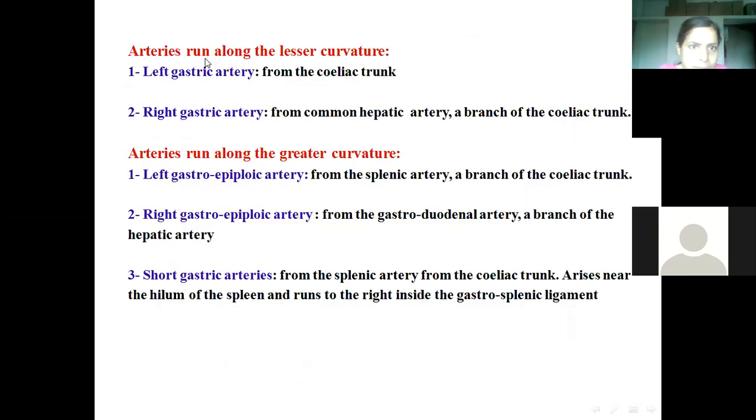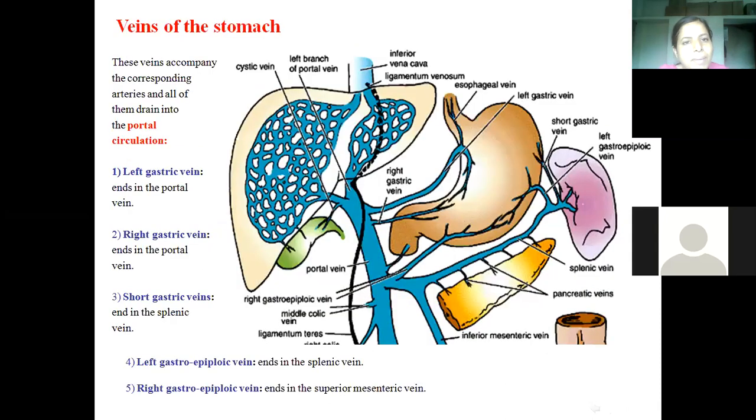Okay, the arteries running along lesser curvature: left gastric, direct branch from celiac trunk; right gastric, a branch from common hepatic artery, which in turn is a branch of celiac trunk. Along the greater curvature, we have right gastroepiploic and left gastroepiploic. Left is a branch from splenic artery, right is a branch from gastroduodenal artery. Short gastric arteries are also branches from splenic artery. So very nice explanation already I gave you. So this is for the blood supply of stomach.